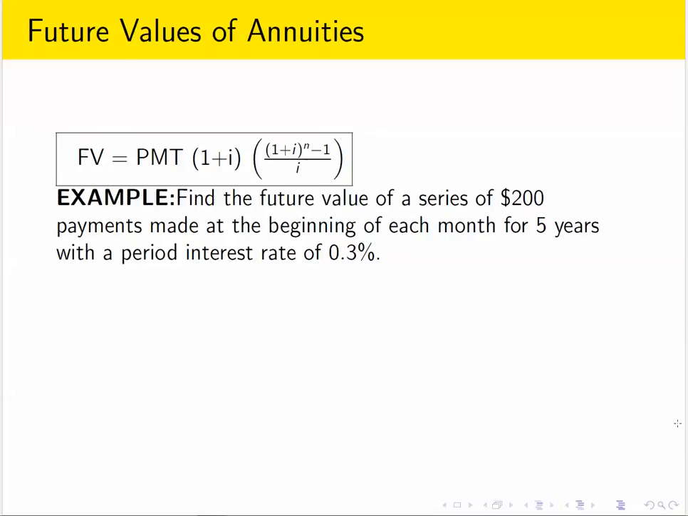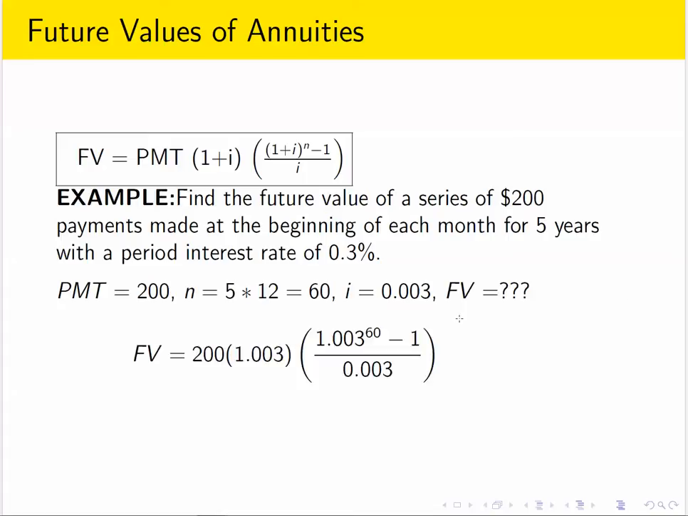Let's find the future value of a series of payments made at the beginning of each month for 5 years with a periodic interest rate of 0.3%. So we have a $200 payment size, 60 payments, that's 12 payments a year for 5 years. Our periodic rate, we're told the periodic interest rate is 0.3%, so we have to be careful to convert that to a decimal appropriately. It's not just 0.03, it's 0.003. And we want to figure out the future value.